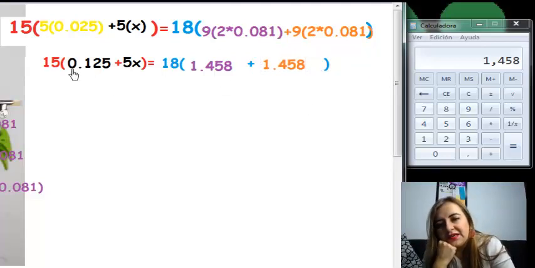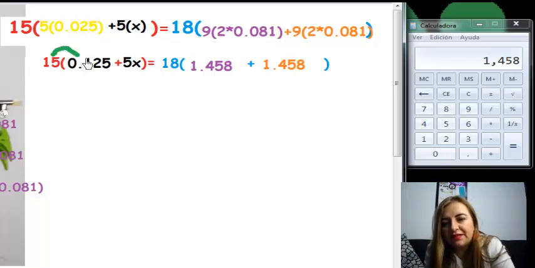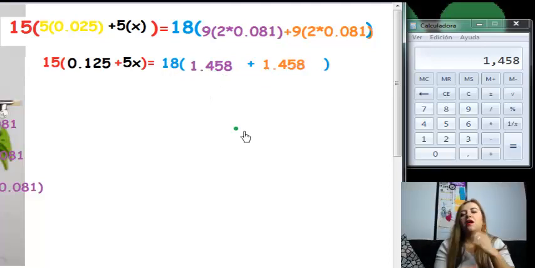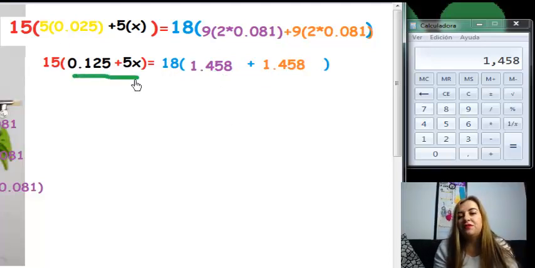Now, in this case, we have 2 options. The first thing we can do is multiply this by this, and this one by this, or I can add this part and then multiply. It's going to be the same, because we solve the parentheses first. But on the left side, we cannot add this. Why? Because of the variable. So be careful.